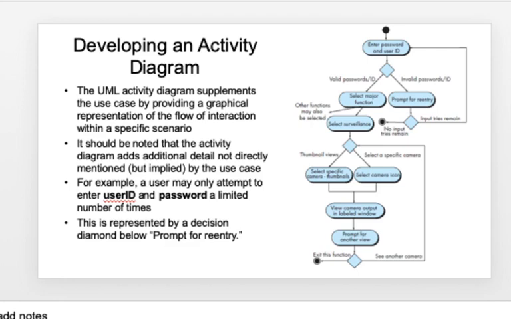Basically, the activity diagram will supplement the use case diagram, and this diagram will give you a graphical representation of the flow of interaction for a specific scenario. So these activity diagrams will add additional detail that is not directly mentioned by the use case. This is an advantage of drawing an activity diagram, which would give you additional information that could not be depicted by a use case diagram.